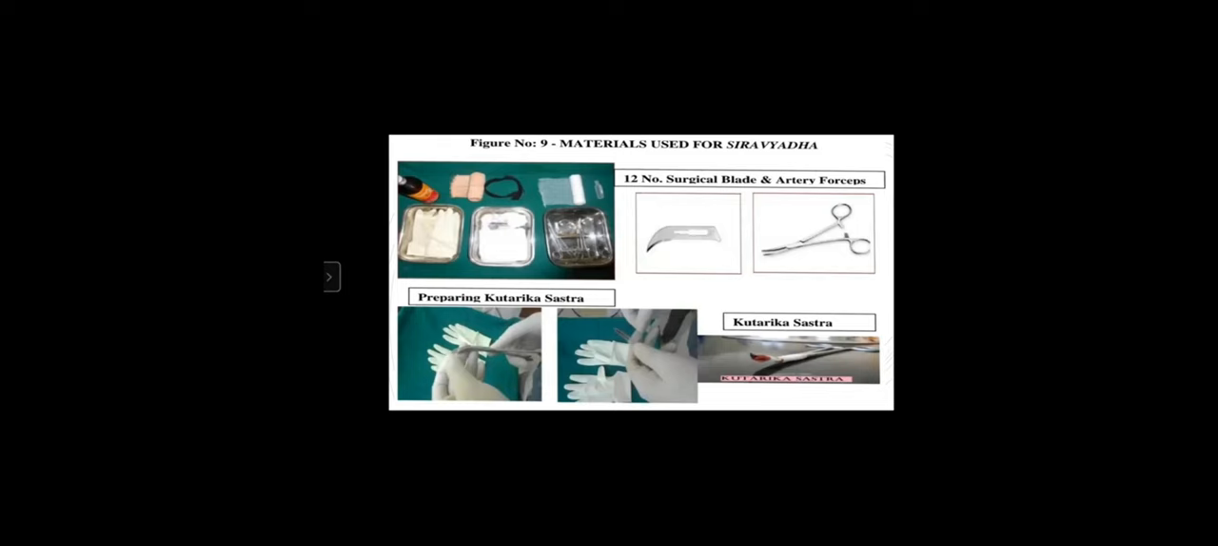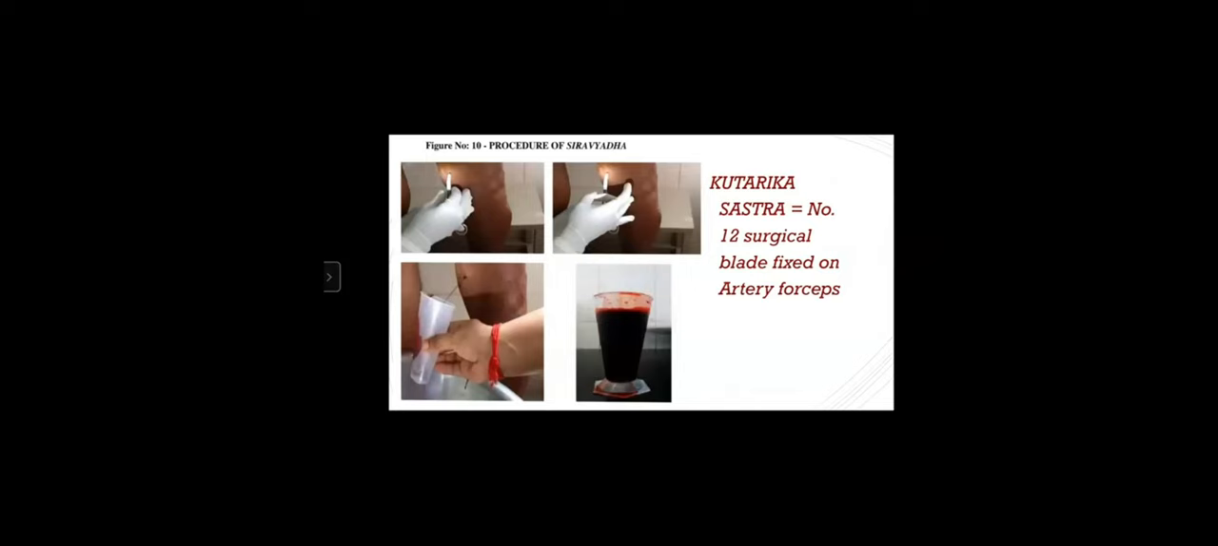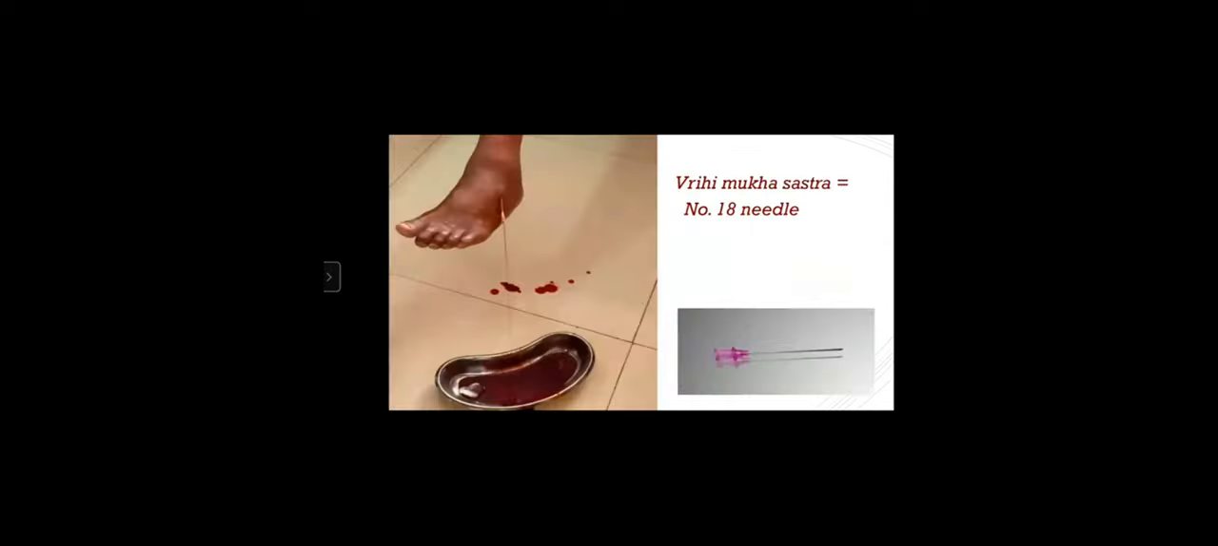Actually, Kutarika Shastra is somewhat similar to an axe, that shape, but we can also use a curved blade. So I think you already know how we have to tap, using the middle finger and thumb. We have to tap so that as a projectile motion the blade will come and the blood will be collected. So just remember that it is a number 12 surgical blade fixed on an artery forceps. It is compared to the Kutarika Shastra explained by Acharya.